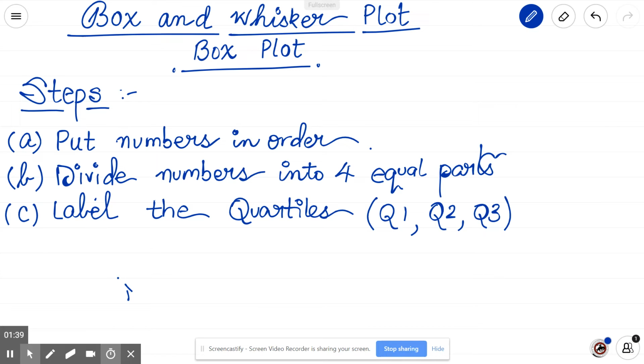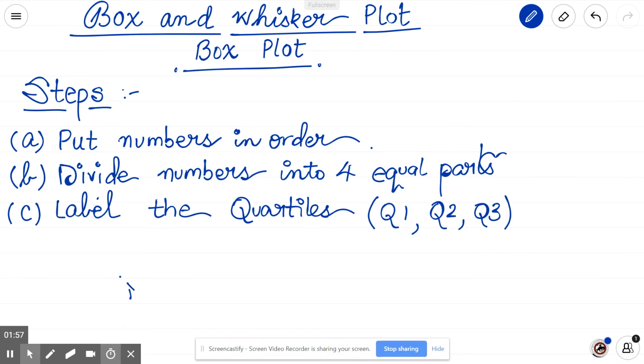In the same way, the data information will also be divided into 4 equal parts, and every part will have a certain name. So, in the next page, we are going to look at some data information, and then I'm going to teach you how to develop a box and whisker plot. So, we'll let this fly away for now.